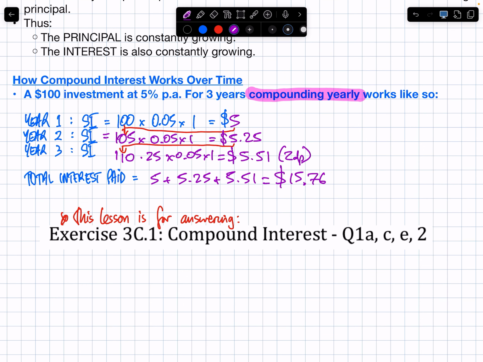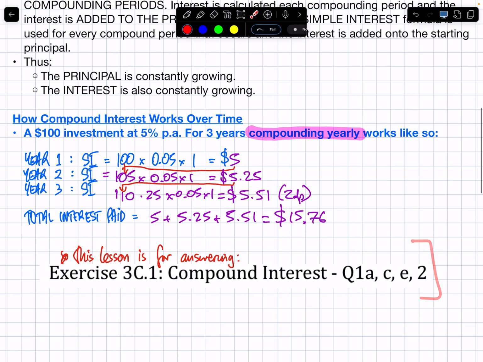So that lesson, what I've shown there, those examples are for you answering 3C.1, question 1 ACE2. I'm going to stop the video there because I want to teach the compound interest formula.